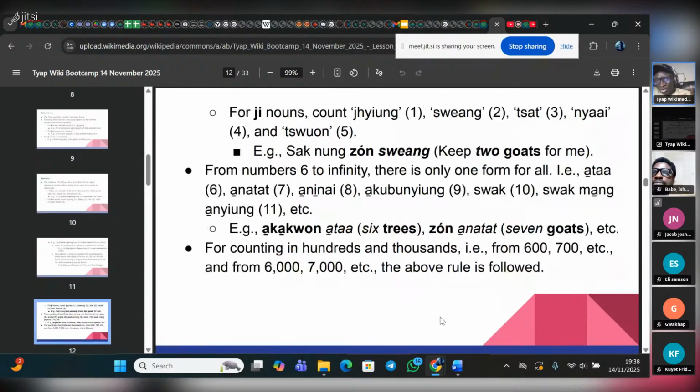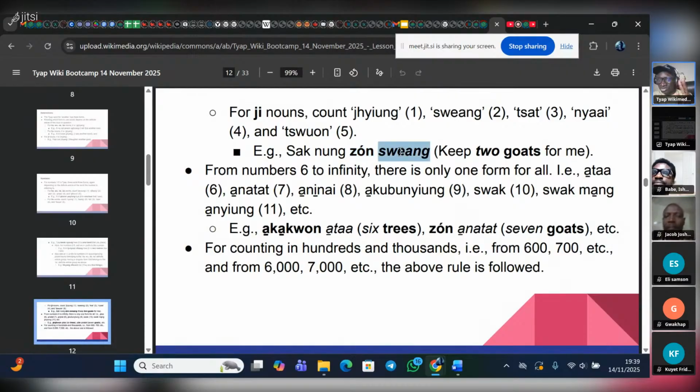For the third group, which is the G nouns, we usually count shum, swear, tat, nyai, chun. And we have an example here which says Sagnum Johnswell. Sagnum Johnswell, keep 2 goats for me. John is goats and Swang is 2.